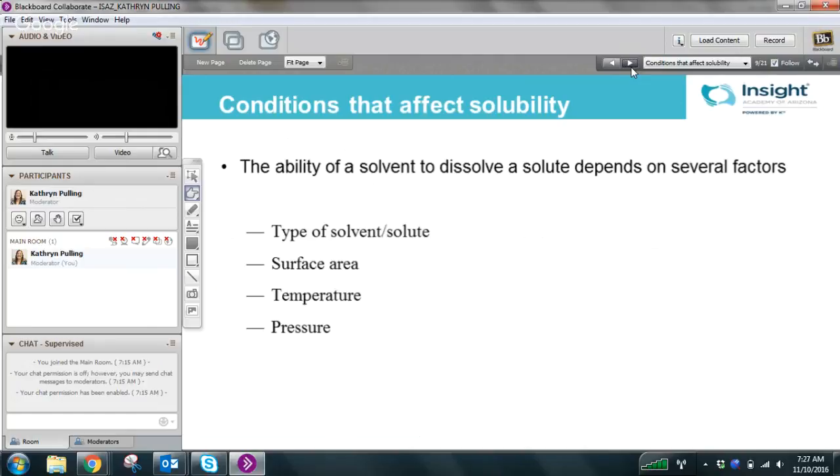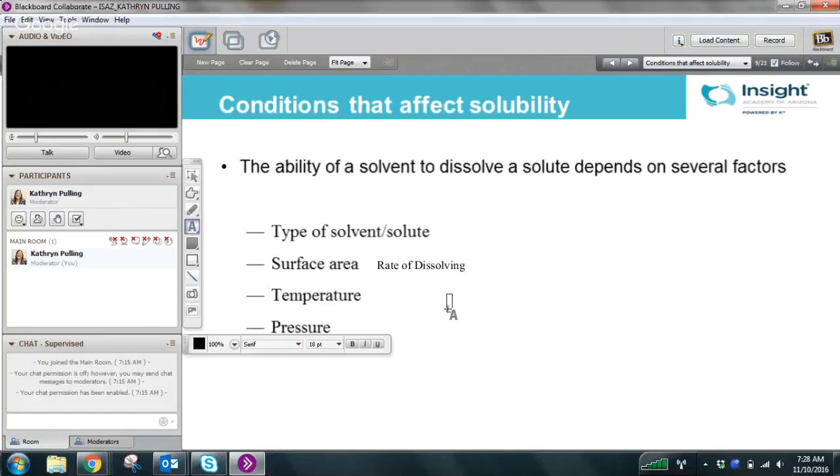The surface area of what you are trying to dissolve can affect the rate of solubility. So think about it this way. What do you think is going to be easier to dissolve faster, a cube of sugar or granulated sugar? Okay, so surface area definitely affects the rate of dissolving. And this is something you are actually directly going to test in your lab.